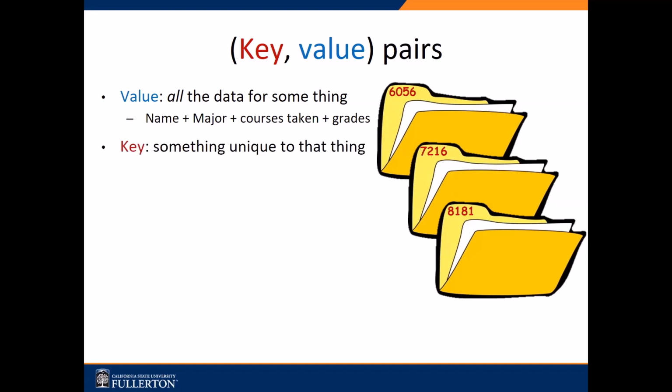The key is something unique to that thing. In the case of a student, it might be their campus ID number or their social security number. It can be anything that can be used to search for that student without ambiguity. And in the context of the traditional paper folders, the key corresponds to what you write on the tabs. By the way, the key does not have to be a number. It can be anything like a string that represents their last name and first name, as long as it is unique to that particular student.